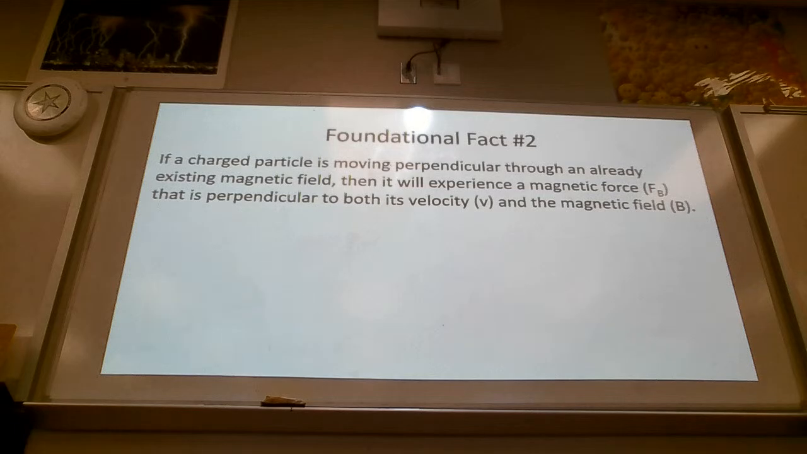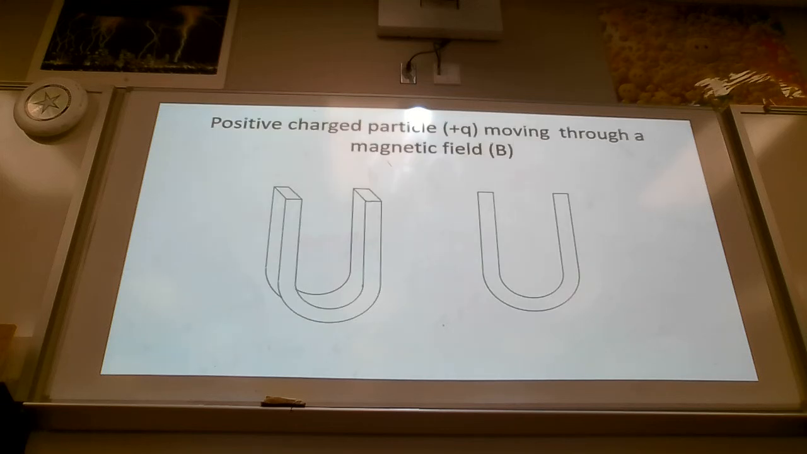Foundational fact number 2. If a charged particle is moving perpendicular through an already existing magnetic field, then it will experience a magnetic force that is perpendicular to both the velocity and the field. That's a mouthful for a foundational fact. I have no idea what it means. All right, so for each foundational fact, there is a right-hand rule. Okay? So right-hand rule number 2. We'll look at that here momentarily.